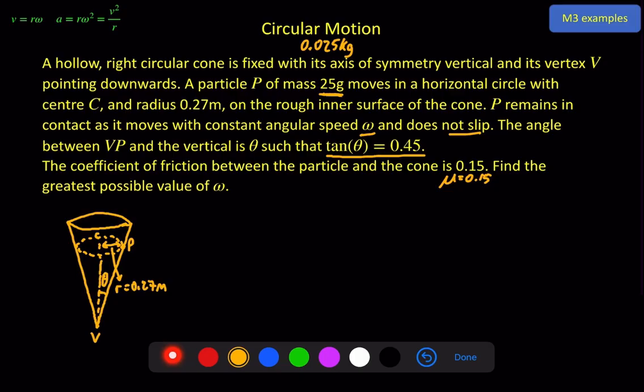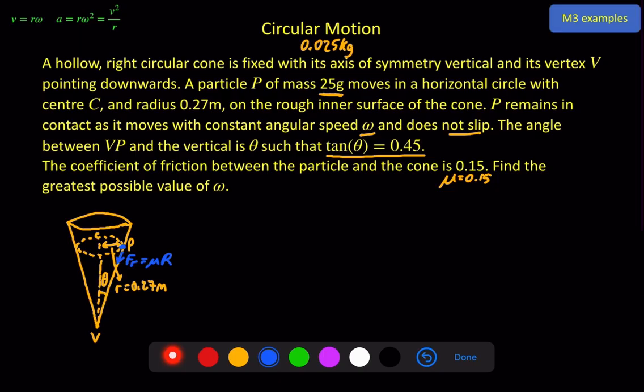Key starting point here: if we want the greatest possible value of omega, imagine you're holding this and twirling it around. The harder you twirl it, the more likely the particle is to fling up and out of the cone. So if we've got the greatest possible value of omega, where it doesn't actually slip anywhere, it means the friction is maximum and it's acting down the surface of the cone. So our friction here is equal to the maximum friction, which is mu times R.